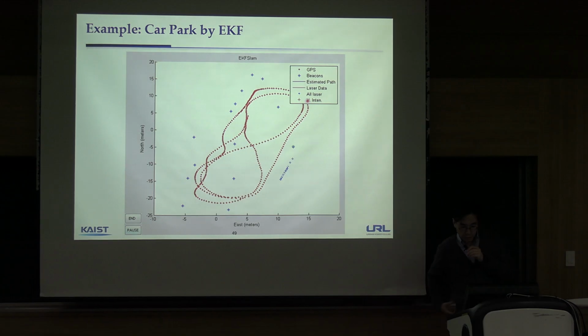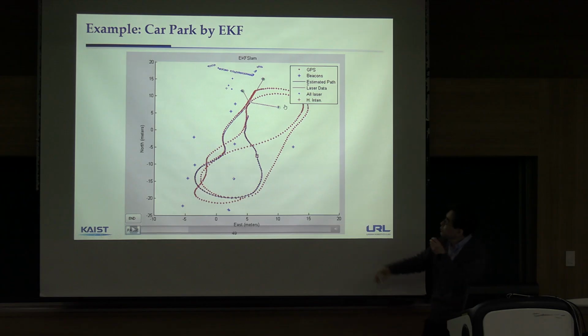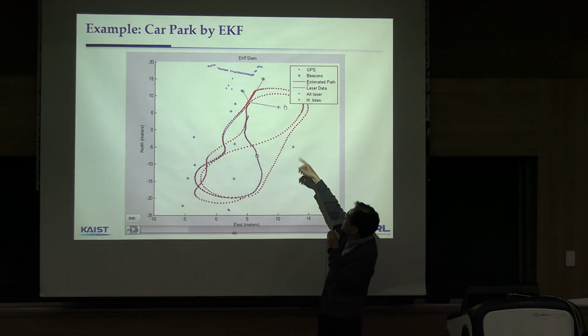So this shows how it works. We start from here. This is the predicted position. The estimated path shows the predicted position, and we observe the three landmarks. Three poles are expected.